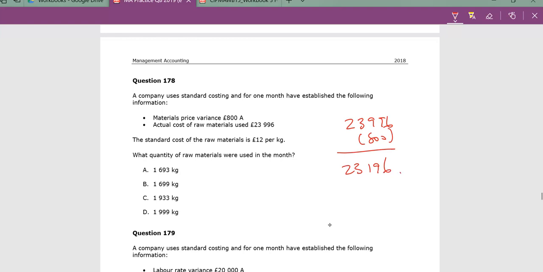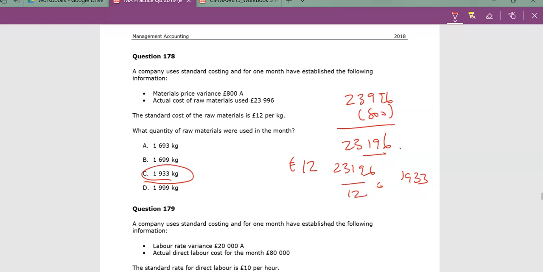We're told that if that's what you should have spent, and the assumption is that you're spending £12 a kilogram, I would do 23,196 divided by 12 to give me my 1,933. They're just flipping the story on its head a little, because now I can think about standards from two different angles. So my answer here becomes C.